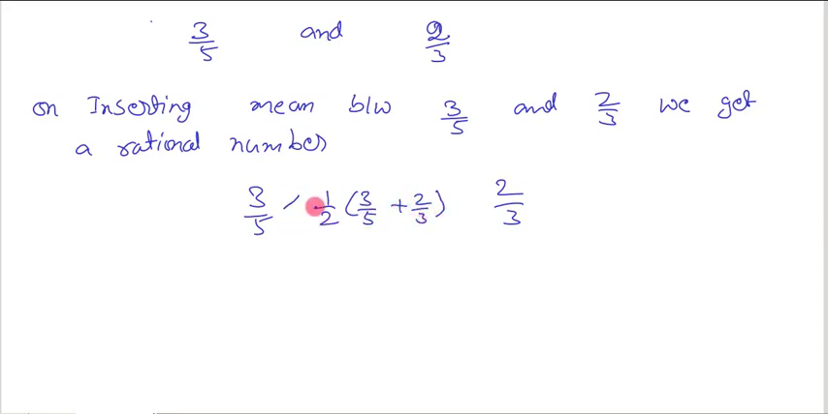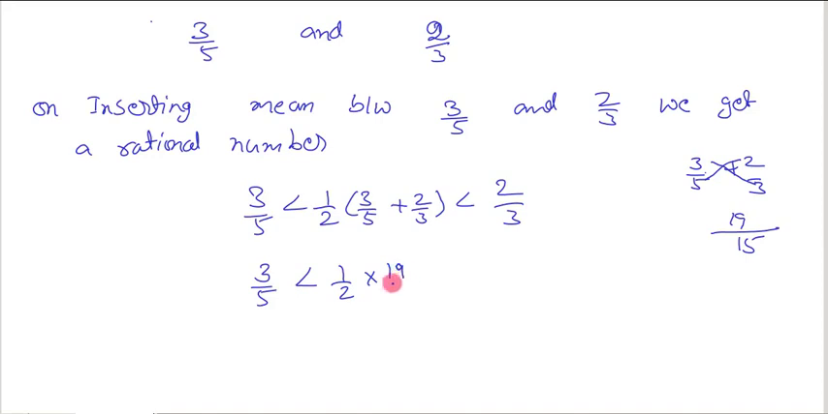So, if you observe, 3 by 5 plus 2 by 3, you need to add them. These two are unlike fractions, so the LCM is 15. On cross multiplication, 9 plus 10, 19 by 15. That means the sum of this is equal to 19 by 15. So, 3 by 5 is less than 1 by 2 into 19 by 15, which is less than 2 by 3.